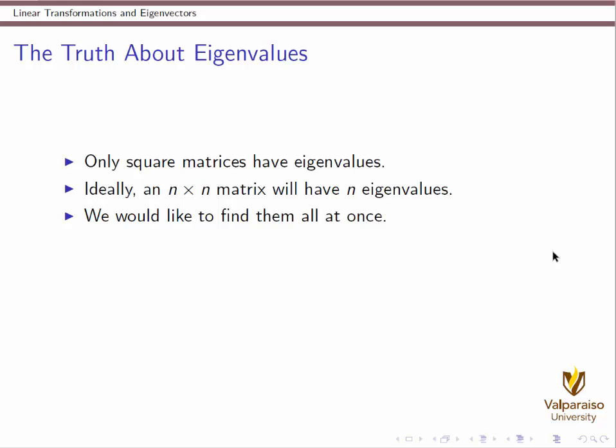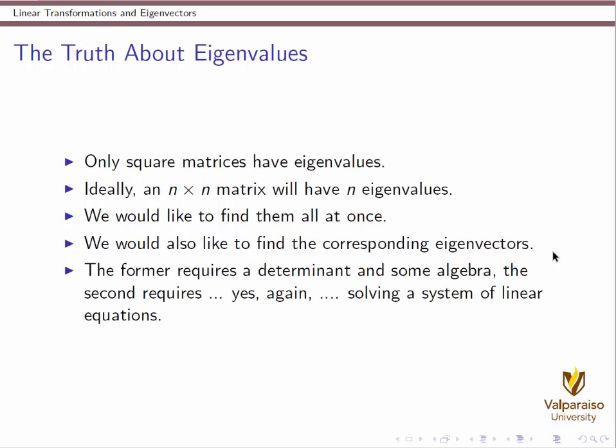We would like to find the eigenvalues all at once, not search for them one at a time, and we will come up with a system. This system will also produce for us the corresponding eigenvectors, and this is where stuff that we've done before starts coming together. To find eigenvalues, we're going to set up a particular determinant and run it through with some algebra, and then to determine the corresponding eigenvectors, yes, it's going to return us to solving systems of linear equations.